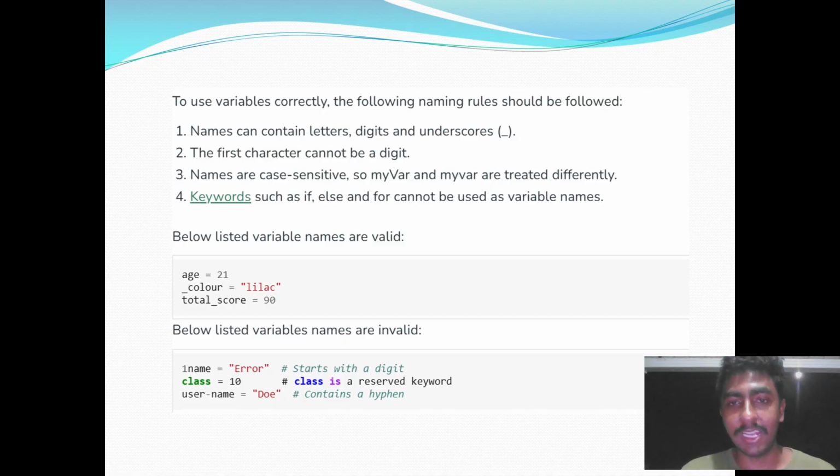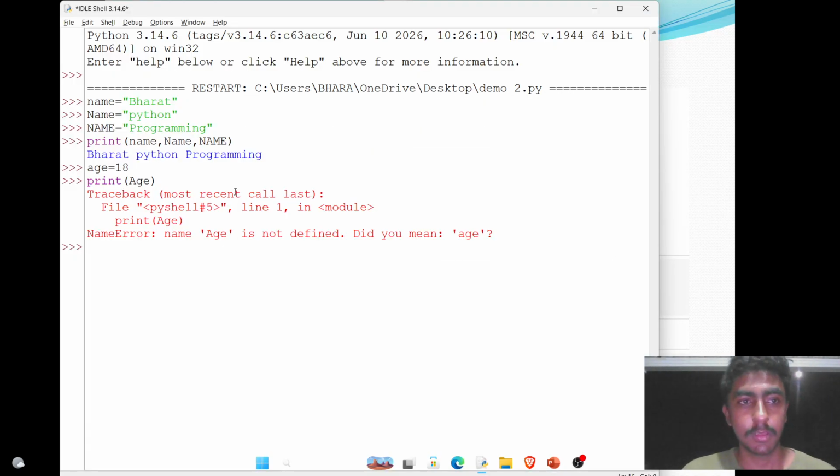Rule number 3, only letters, numbers and underscores are allowed. Python allows only three kinds of characters: letters, numbers, underscores. Special symbols are not allowed. The special symbols include hashtag, at the rate, percentage, dollar, and star, multiplication. If we have these inside a variable name, it results in an error.